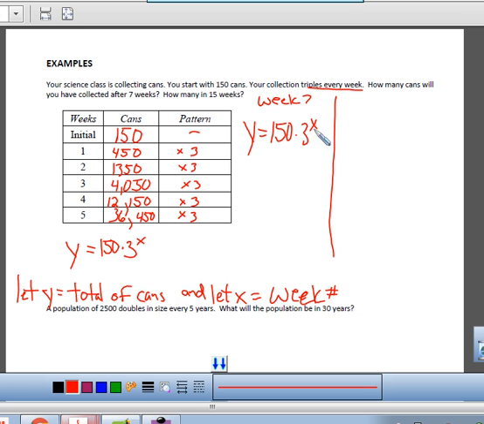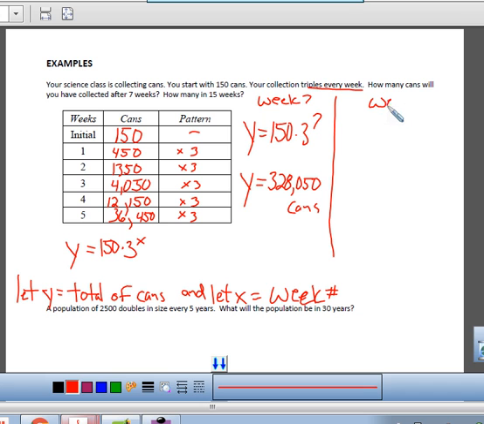3 to the x. Oh, sorry, not 3 to the x, 3 to the 7. That's the week number. And when you plug that into your calculator, you get a nice big number, 328,050. And don't forget your label, cans.